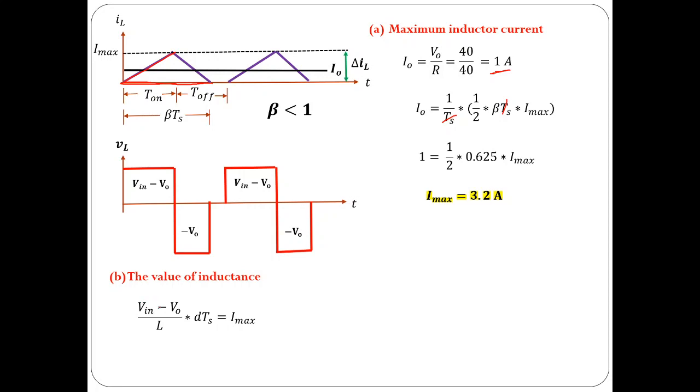What is slope? V in minus V naught by L. And what is this T on? T on equal to D into Ts. So Ts is 100 microseconds, D is 0.5, V in is 50, and V naught is 40. L value is unknown. Imax is 3.2 from the part A of the problem. So substitute all of them. So if you substitute all of them, you would get the value of L is equal to 156.25 micro henries. So please do verify this answer.